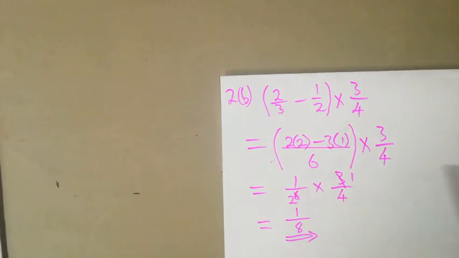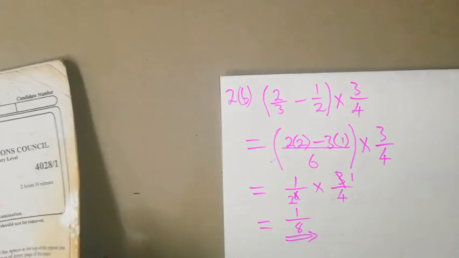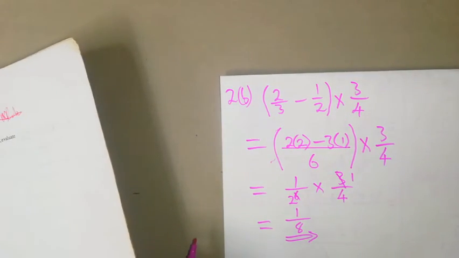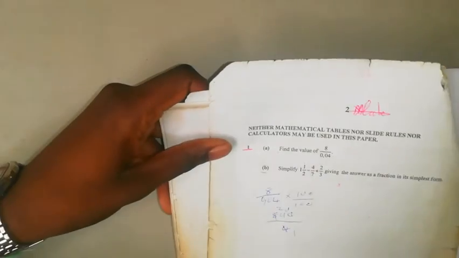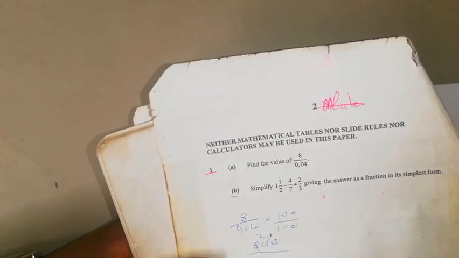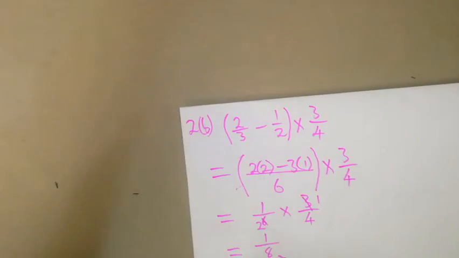Let me give you some tasks to do. You can check for this, November 2015. There is the question. Simplify 1.5 minus 4 over 7 divided by 2/3, giving the answer as a fraction in its simplest form. That's a task where you can do a practice there.